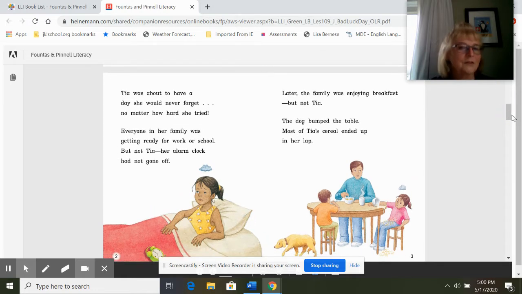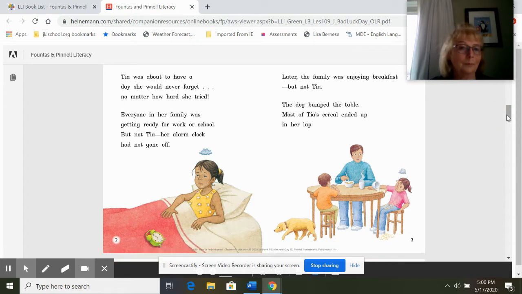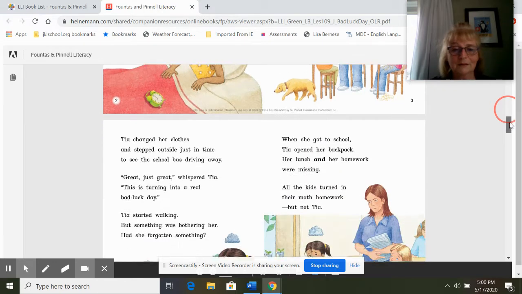Here, Tia's getting up in the morning. I don't know about you. I don't like getting up early in the morning. But you know what? I really don't like getting up early in the morning when things aren't going right. What does it look like happened at breakfast? Yep, it's the beginning of Tia's bad luck day.